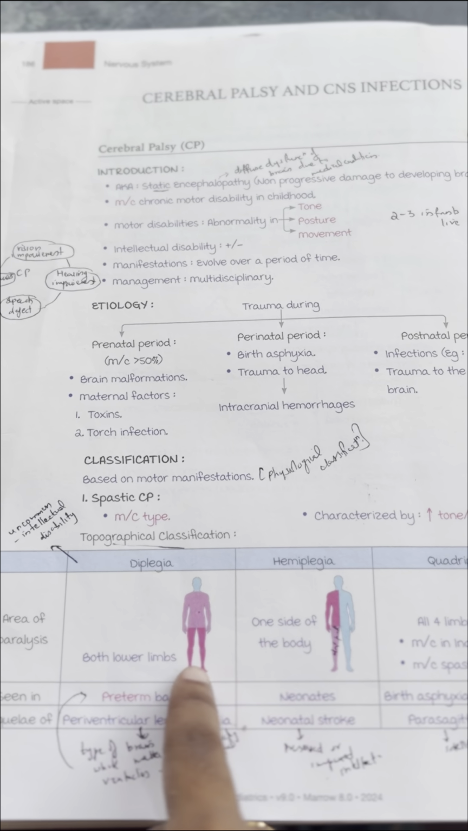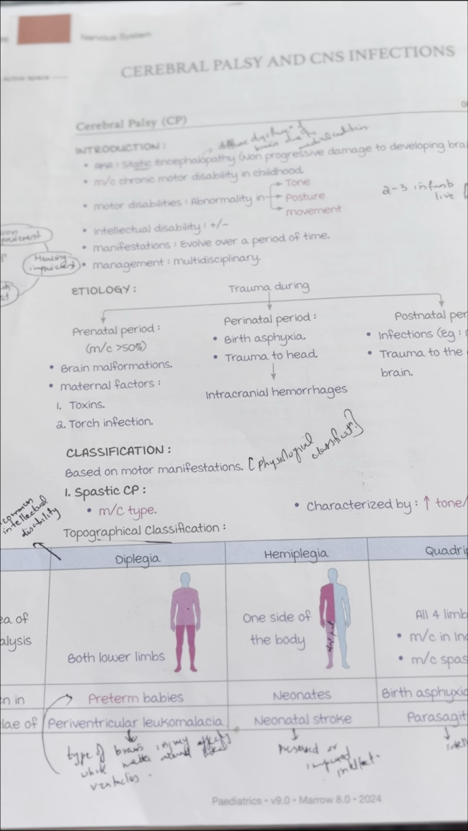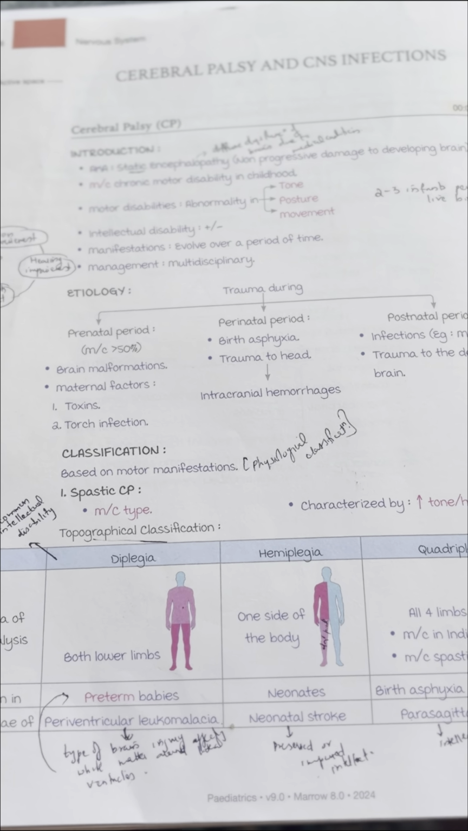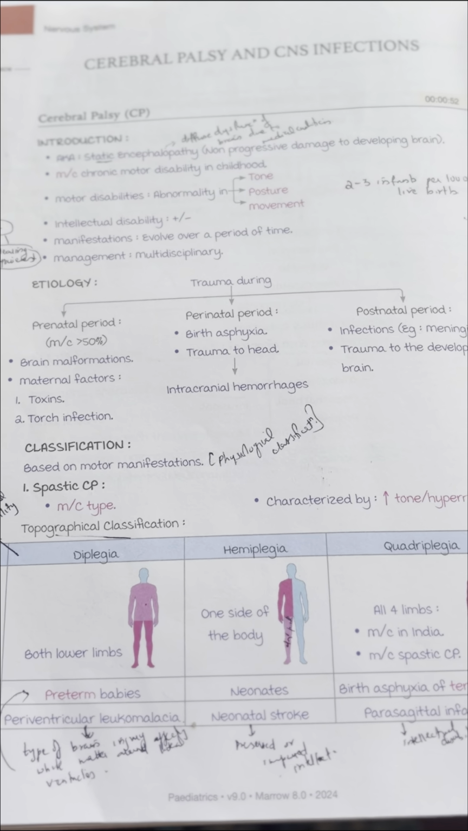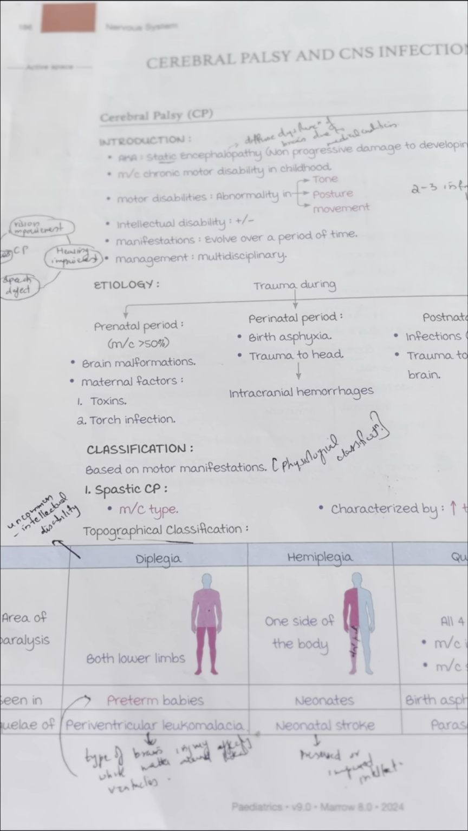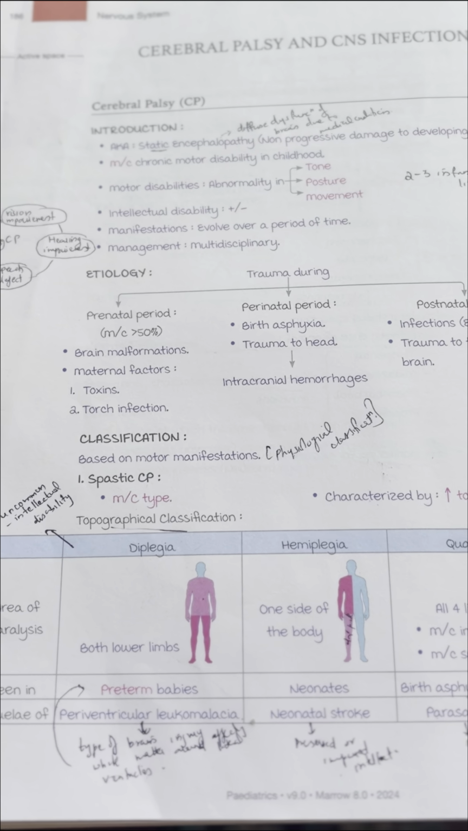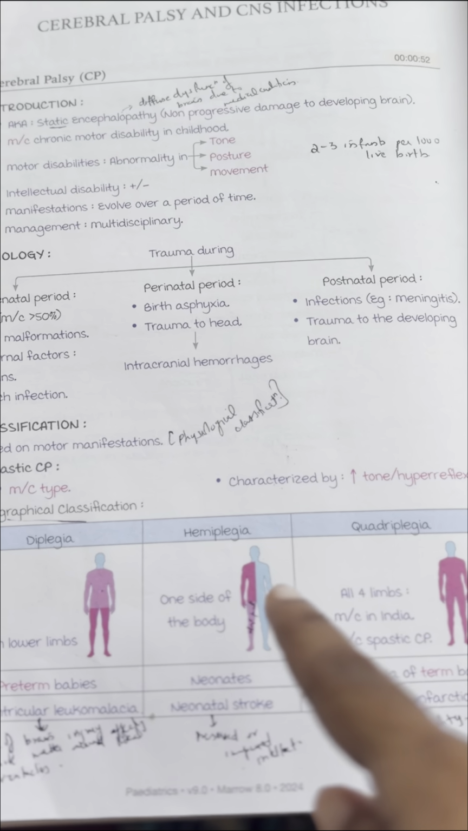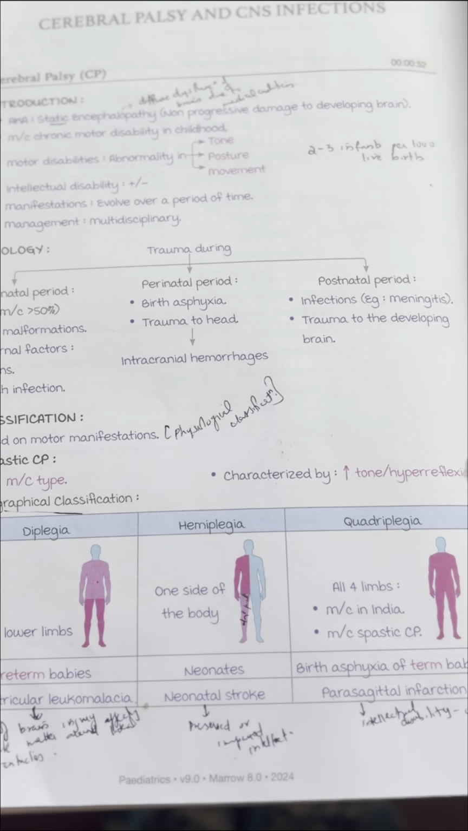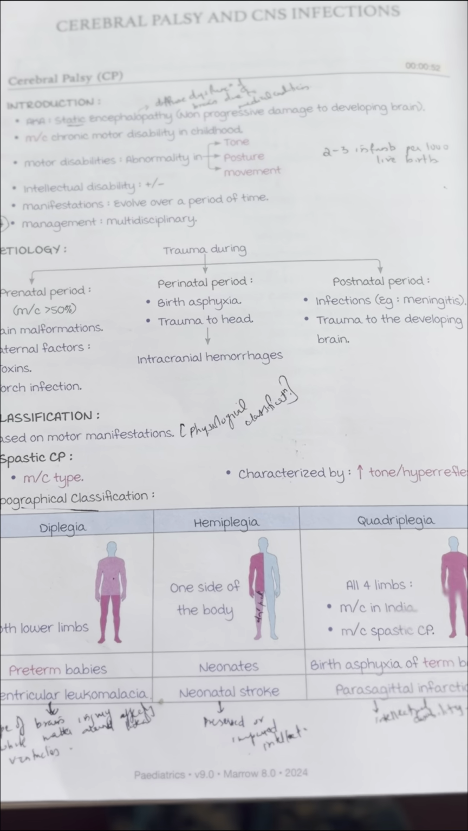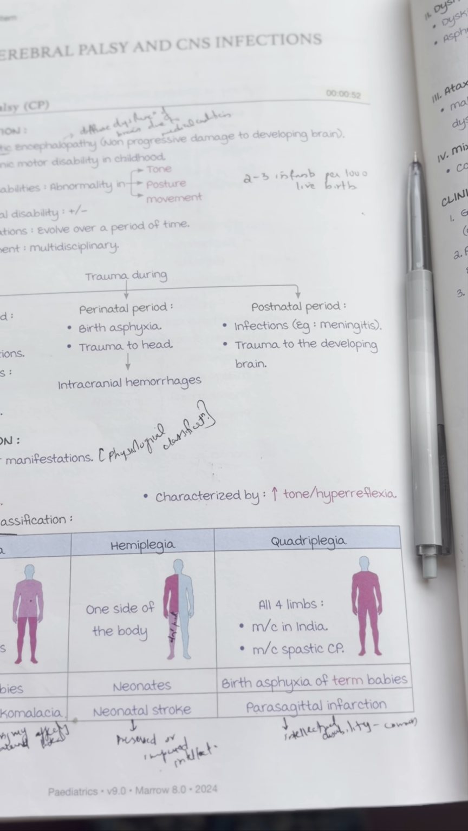Diplegia means lower limbs are affected. It is mostly seen in preterm babies due to periventricular leukomalacia. That is, the lateral white matter around the lateral ventricles is affected during preterm. Here intellectual disability is uncommon. Then comes hemiplegia. Hemiplegia means only one side of the body is affected. It is mostly seen in neonates as a sequel of neonatal stroke. Then quadriplegia, all four limbs are affected.